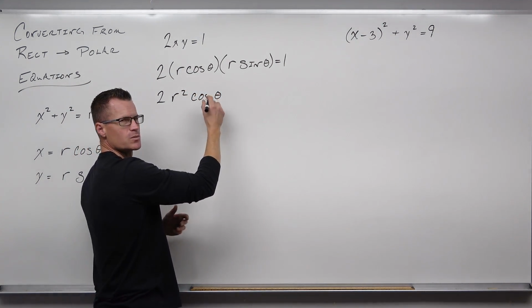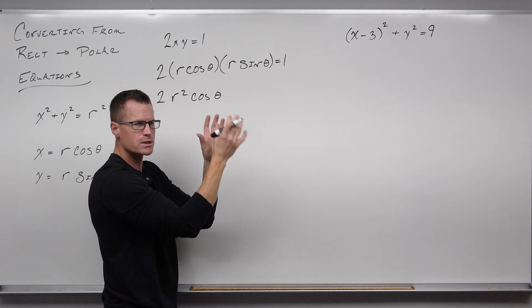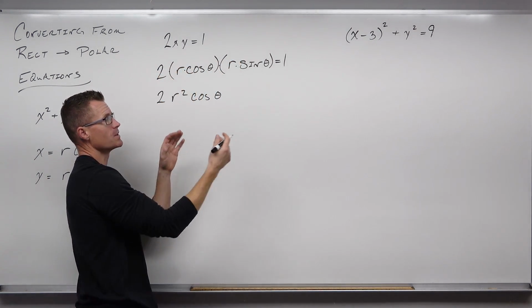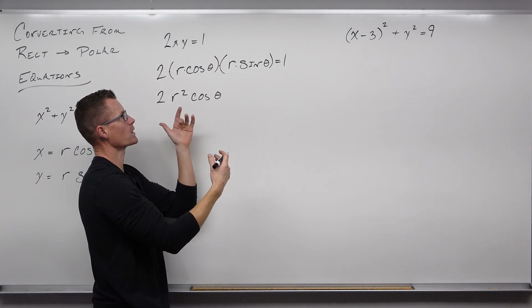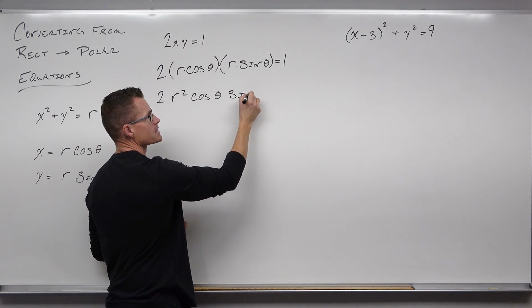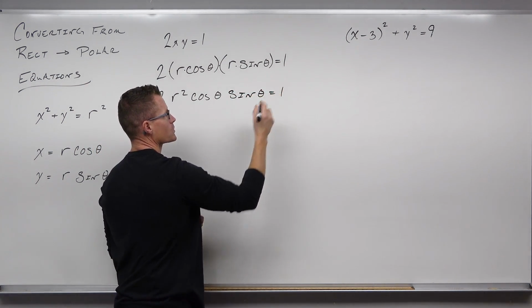Remember, this isn't a distribution concept. You don't have to FOIL or anything. There's no addition, there's no subtraction. You're just multiplying all of these factors, and because we have r times r, you can get r squared. That does leave us with 2 r squared cosine theta sine theta equals 1.